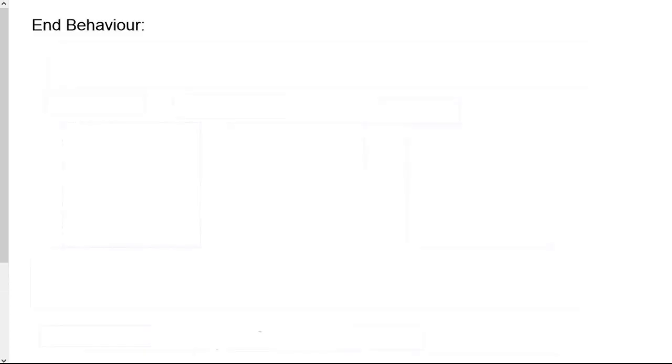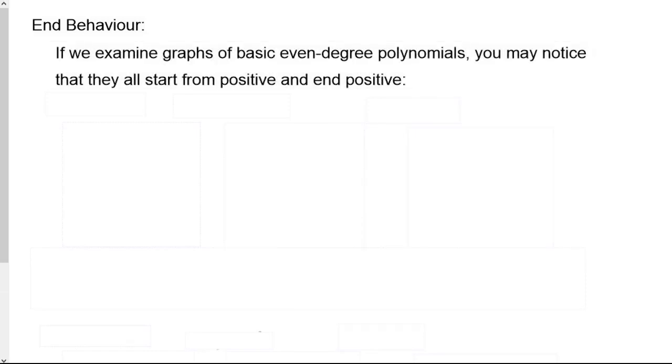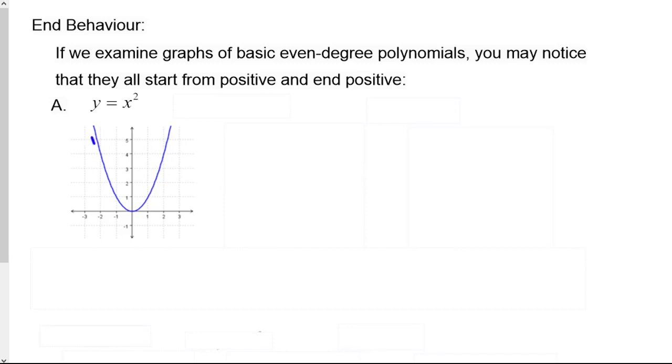Okay, so let's talk about end behavior first. Now, if we examine graphs of basic even degree polynomials, you may notice that they all start from positive infinity and end going toward positive infinity. For instance, let me show you. So y equals x squared, just a basic even degree polynomial. We know that it has a graph that's a parabola. So it starts from positive infinity and it ends in positive infinity.